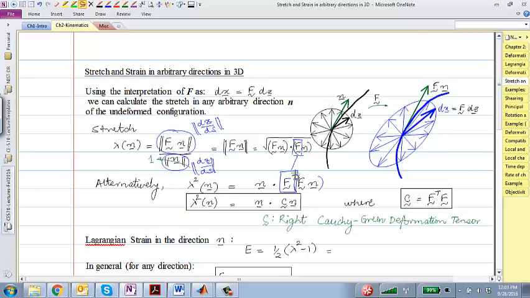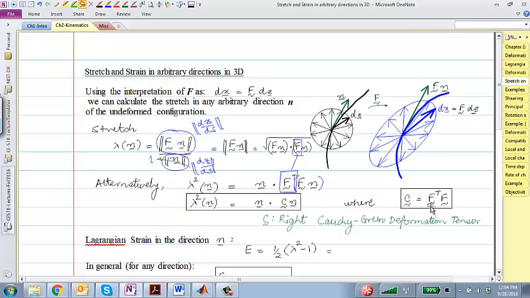Essentially, if you want to find the stretch at a particular point of a curve, find the tangent vector at that point, take F acting on that tangent vector n, and divide by n; that would give you the stretch. That's one way. Or you take the F tensor field, take F transpose F, you get the C tensor field, and then you do n dotted with C n. That will give you the square of the stretch. If you take the square root, then you'll get the stretch at a point.